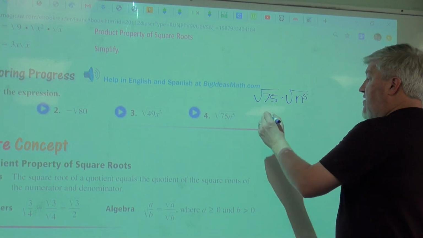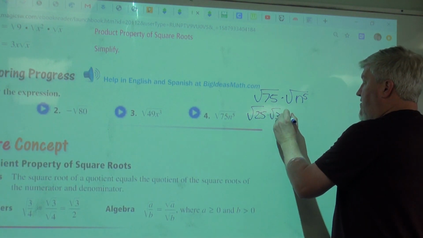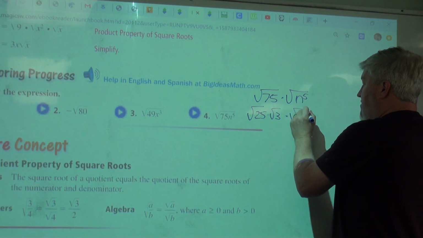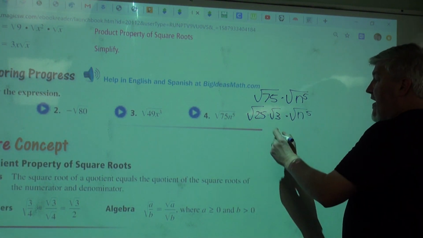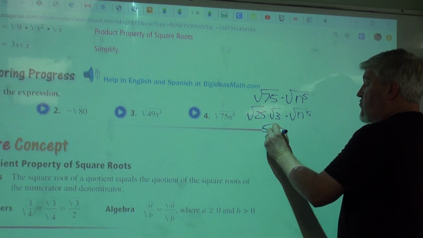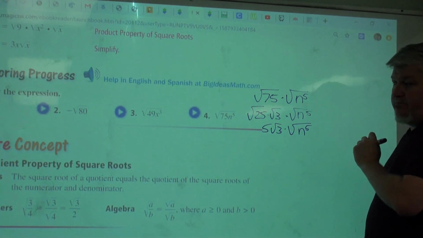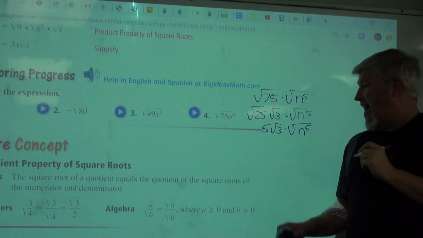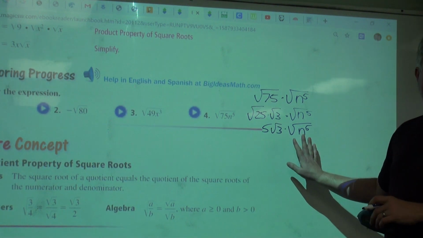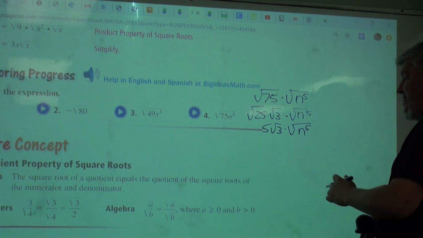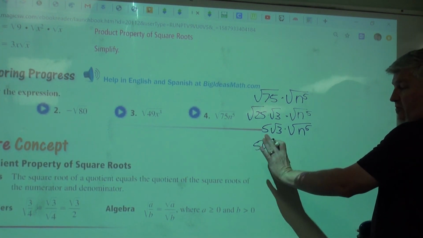So we split this: square root of 25 times the square root of 3 times the square root of n to the 5th. I'm going to reduce here first. Square root of 25 is 5. Square root of 3 times the square root of n to the 5th. Now, to shorten this, we've got 5 n's here, so we're going to split them up like this. Not forgetting about our 5 square root of 3, we're done with that.